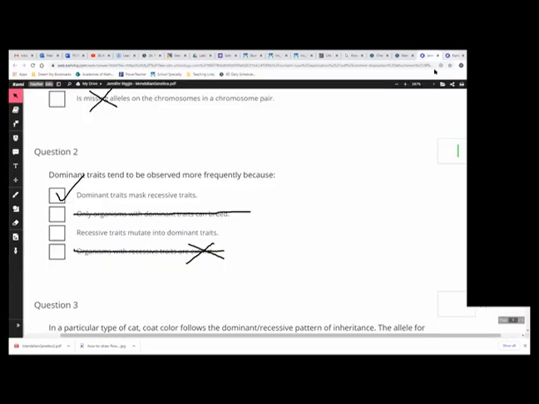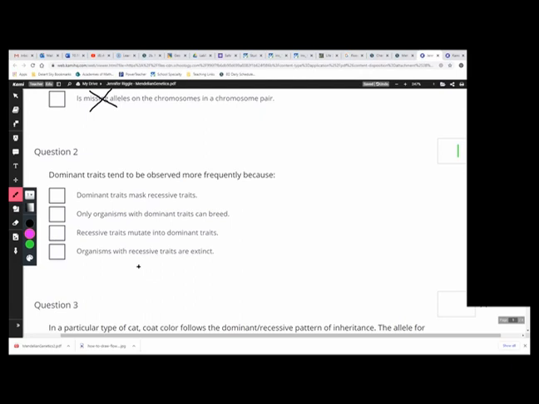I'm going to go back over here. Dominant traits tend to be observed more frequently because, can you find anything that is similar to the definition of a dominant trait? Oh yeah, it's dominant allele. Okay, yeah, so dominant allele and a dominant trait. I'm going to erase these things here so you can see the whole words. Do any of these answers sound like that definition for dominant allele?